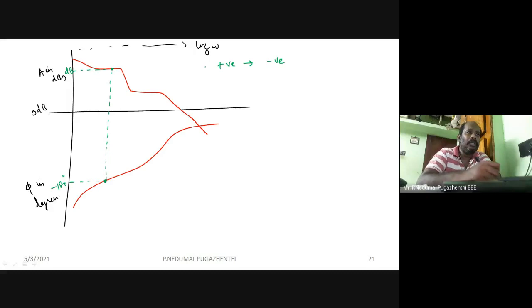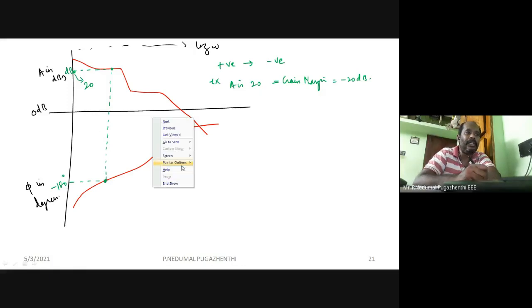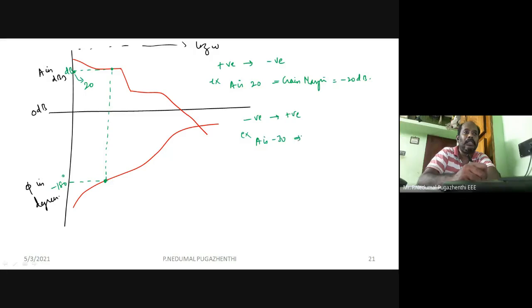For example, if my A value is 20, okay, let us say whatever the point available here is 20, which is positive. Now my gain margin is minus 20 decibels. If it is on the negative side, then take it as positive. For example, if A is minus 30, then put it as 30 decibels.